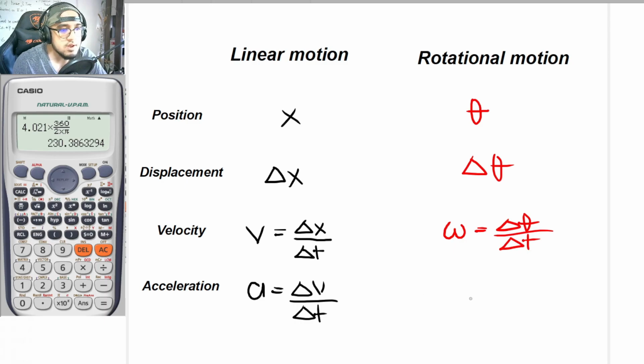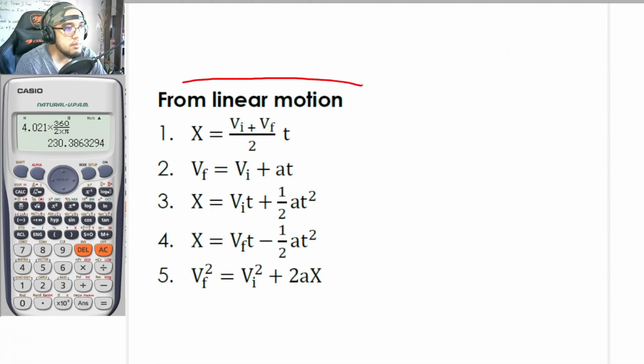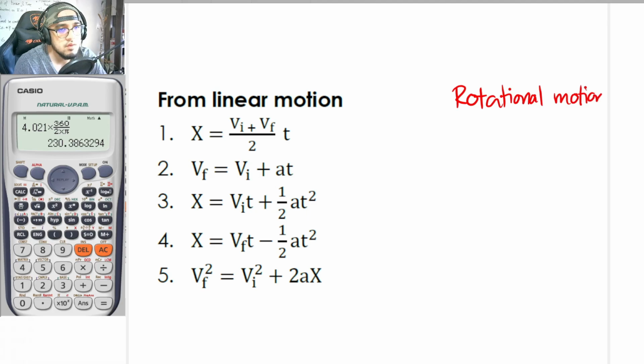So there. And as for acceleration, this is to be denoted by the small case Greek letter alpha. And this is equal to the change in angular velocity divided by the change in time, or the rate of change of our angular velocity. Okay, so considering all of this, from linear motion, these are the equations that you have memorized before. For rotational motion, what we would just be doing is changing these symbols. However, we would just be making use of these very basic equations here.